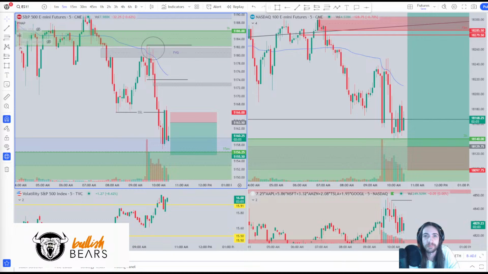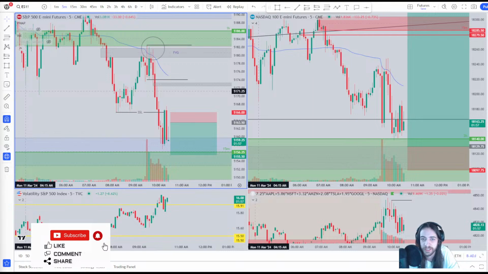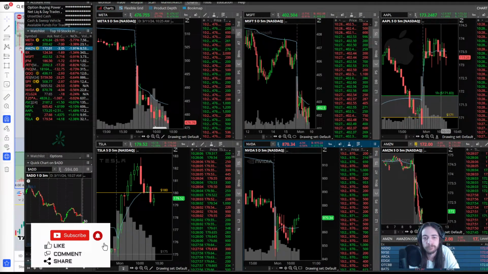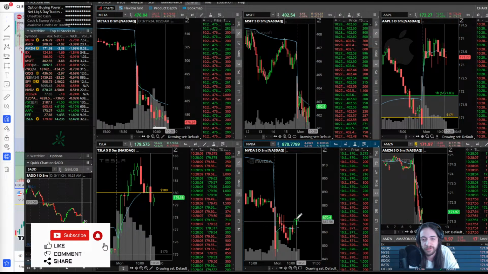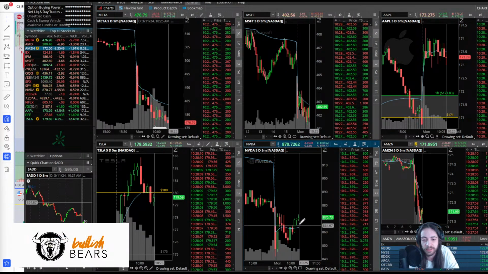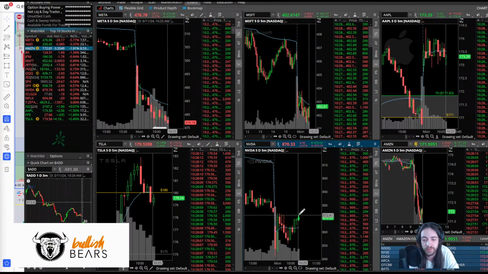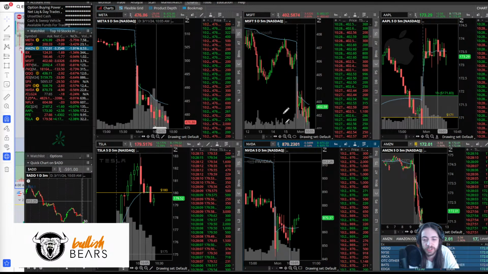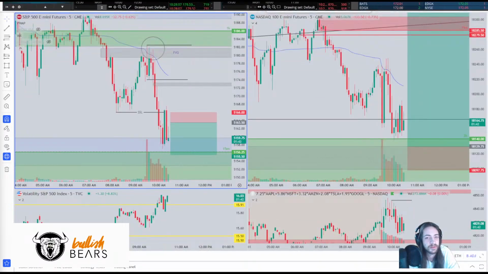Really need sellers to step up on Nvidia. If sellers could step up on Nvidia, we should have a much easier and stronger push lower on both ES and NQ. I need this as a hangman candle on the Nvidia 5-minute. I need this candle to sell off, turn red. Usually we'll get a pop like we see here. Then I want the continuation down lower on Nvidia.